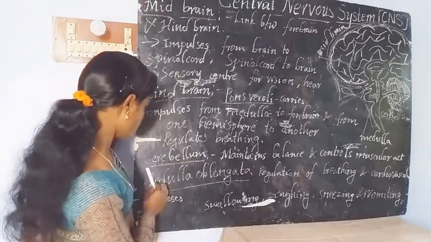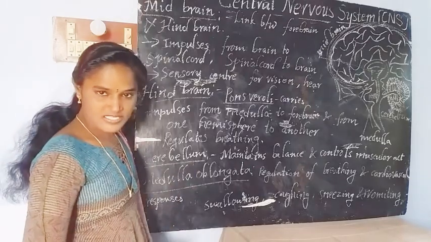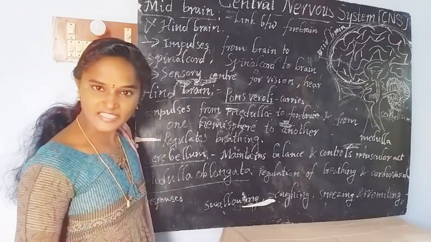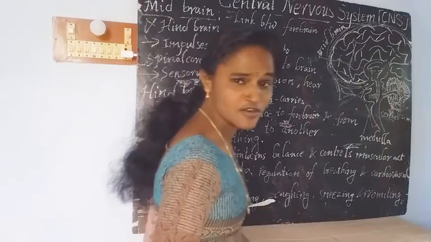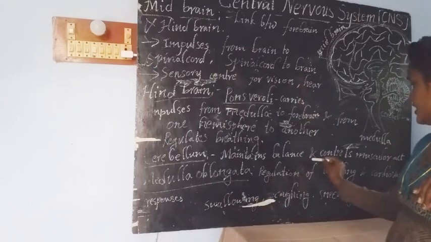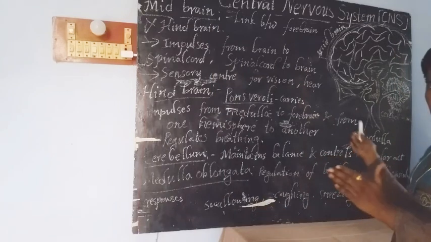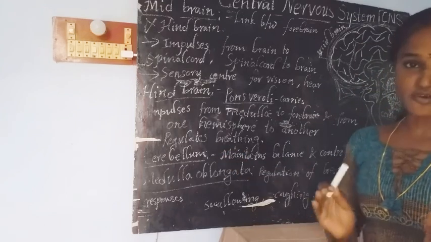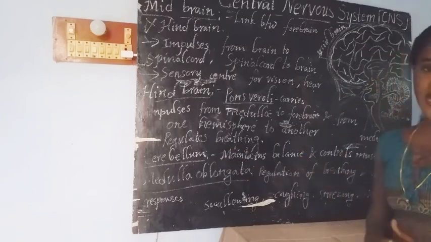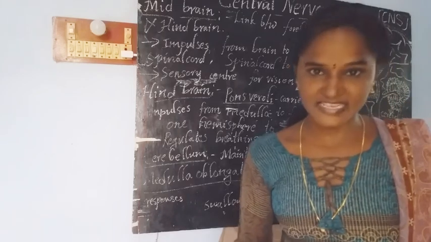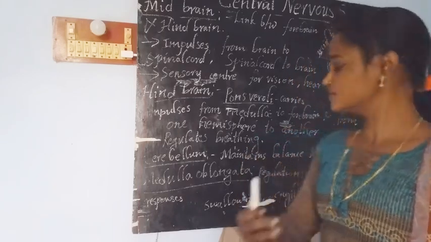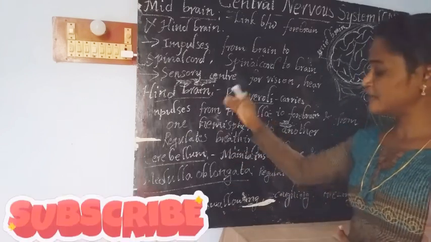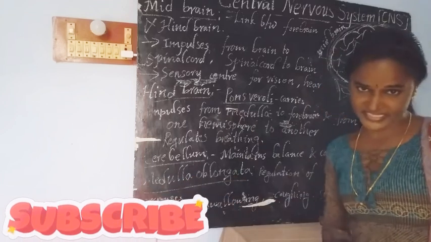Then if we move to the cerebellum, it maintains our body balance and posture, everything under the control of the cerebellum. See here children, it also controls muscular activities. The cerebellum controls the muscular activities as well as maintaining our body balance. Now the last part of the hindbrain is the medulla oblongata.